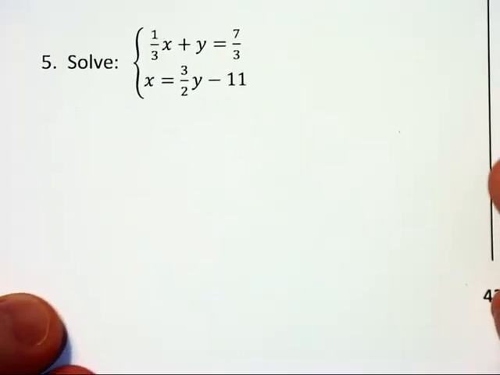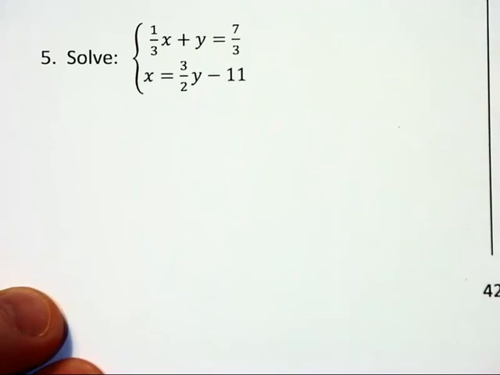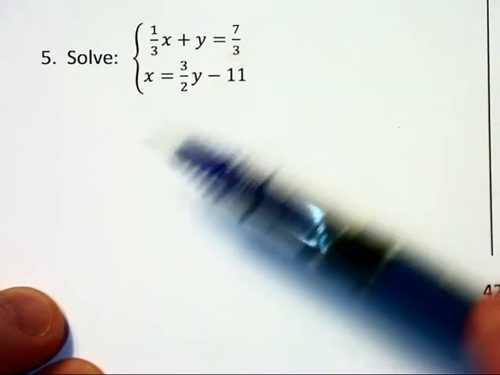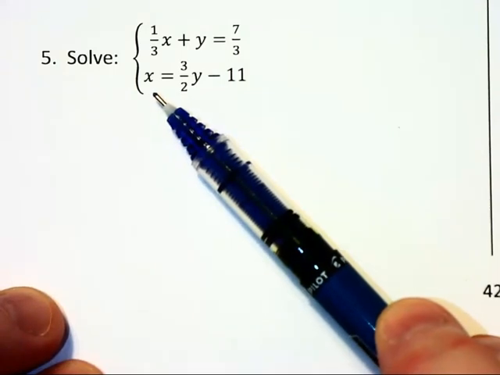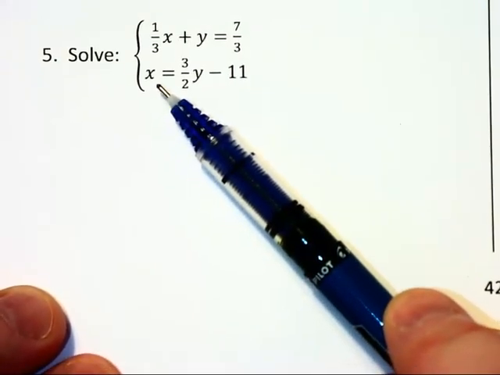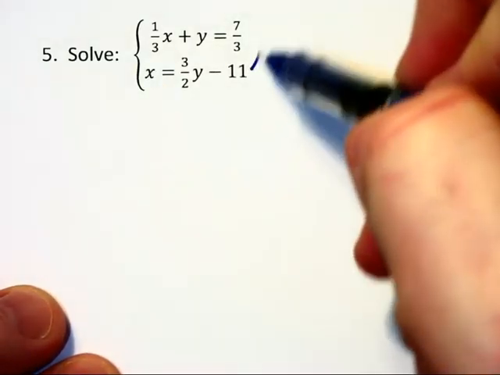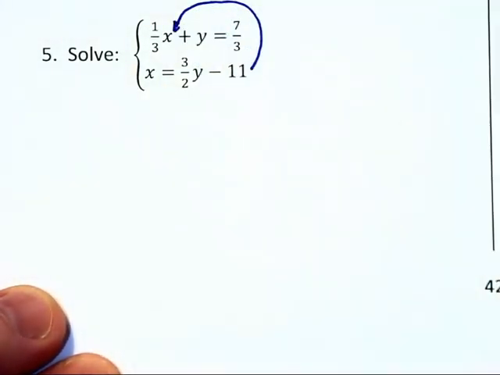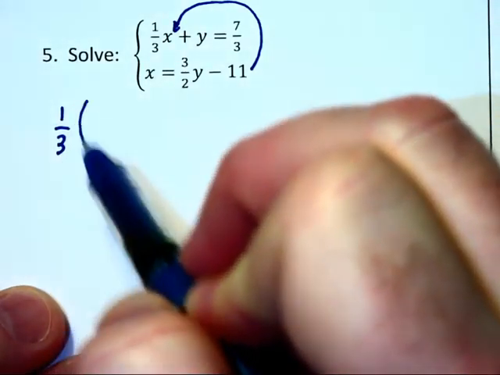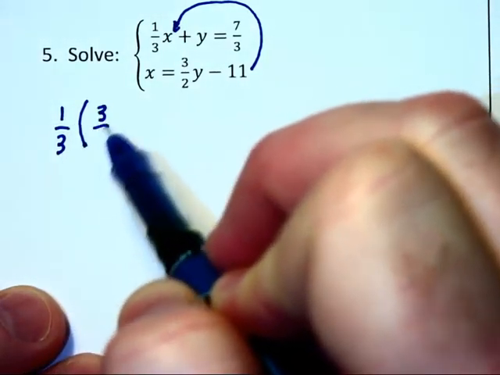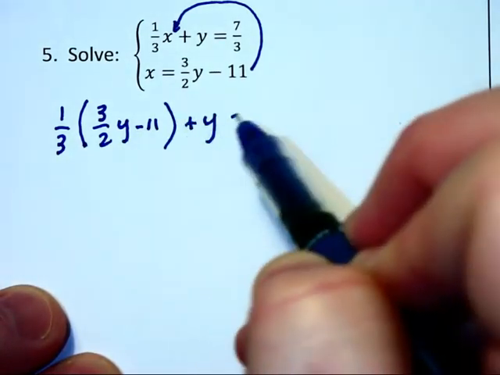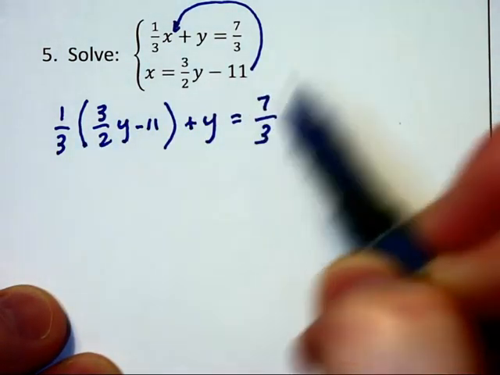For this next problem, we have a choice. We can either clear the fractions by multiplying through by least common denominators, or we can just go straight to substitution because we have an x equals. And that's going to be my choice here. So I'm going to take this second equation, substitute it into x in that first equation, and that will give us 1/3 times 3/2 y minus 11 plus y is equal to 7/3.